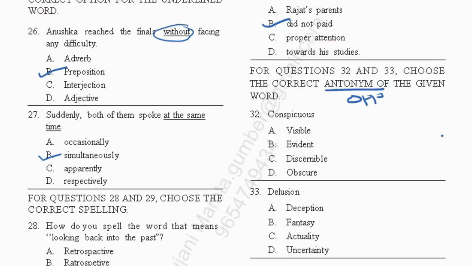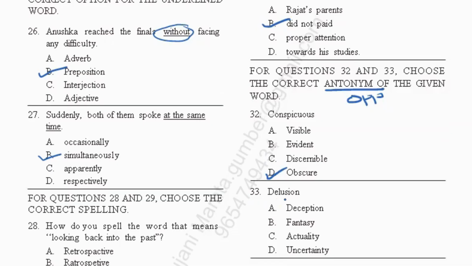Evident means clear. Again, this can't be the opposite of the given word. And discernible means able to be seen, recognized, or understood, so that can't be your answer. Then you have obscure. Obscure means not well known or not easily seen. So this could be the opposite of conspicuous. So it's option D, your correct answer.